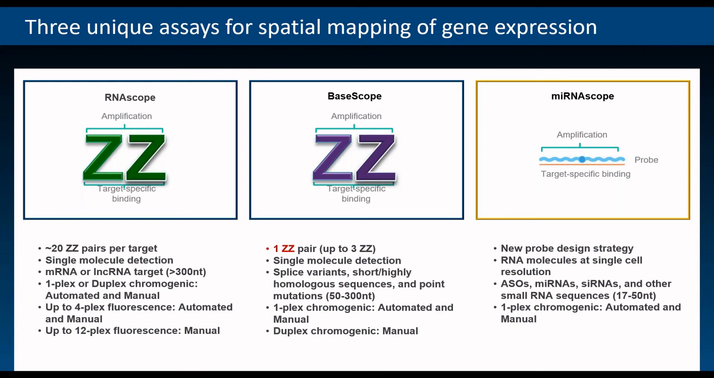BaseScope is designed for the detection of exon junctions, splice variants, point mutations, and highly homologous or short sequences between 50 and 300 nucleotides in length. BaseScope is available as a singleplex or duplex chromogenic assay. MicroRNAscope is designed for the detection of antisense oligos, microRNAs, siRNAs, and other RNA sequences between 17 and 50 nucleotides in length, and is available in chromogenic.